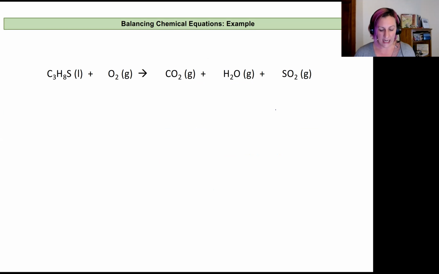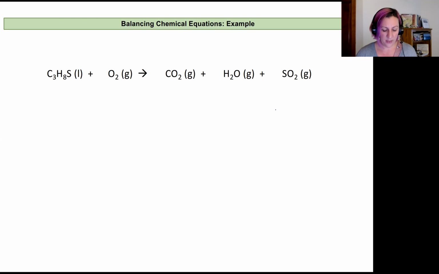So here I have a pretty big equation. I've got C3H8S reacting with oxygen to form carbon dioxide, water, and sulfur dioxide. This is a type of combustion. So I'm always going to start, in a case where I don't have heavy elements, I would start with any metals first that were heavier.